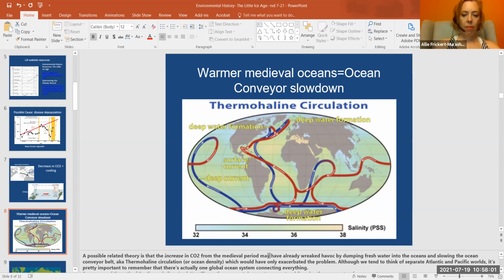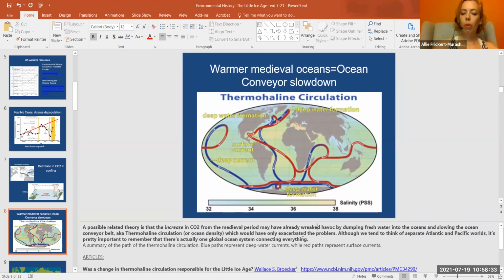So when we're talking about circulation, we're actually talking about ocean density. So the warm cycle may have dumped fresh water into the ocean, right, because of the melting of glaciers and ice. And that's exactly what we're dealing with right now in our current global climate change. So let me move this up a little bit, right?